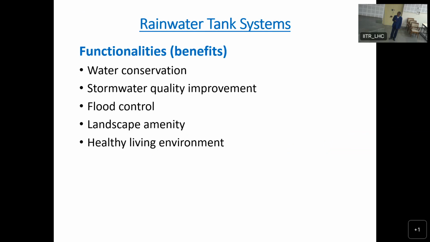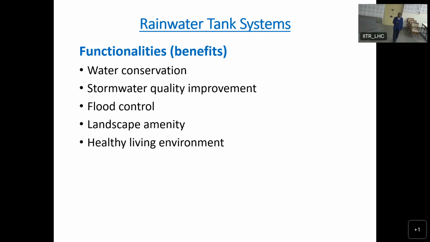Next is the flood control. How can you control the flood? After that, landscape, and how can you see the beauty, or means by seeing that. Next is the healthy living environment.